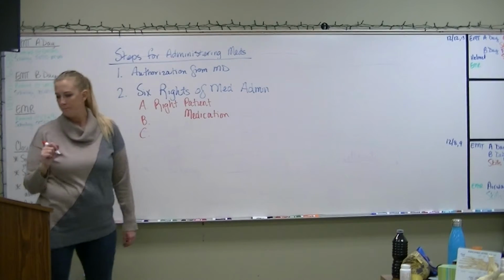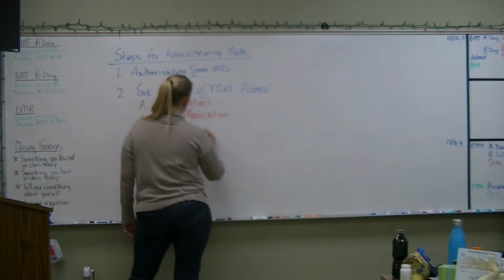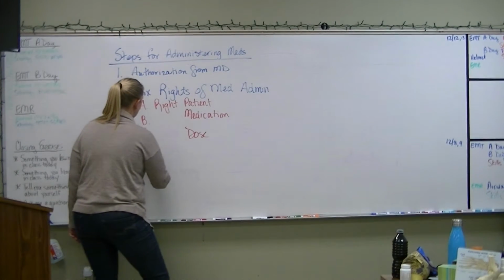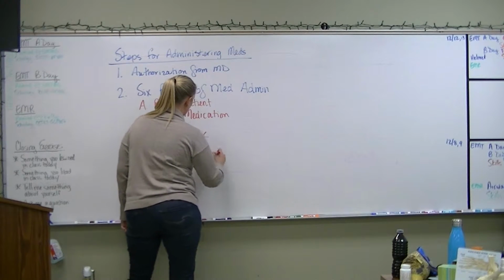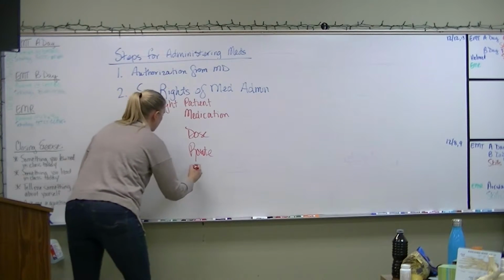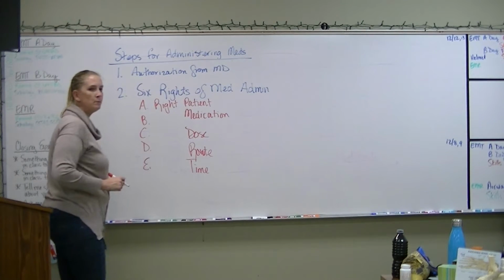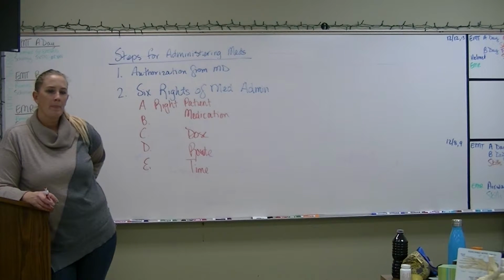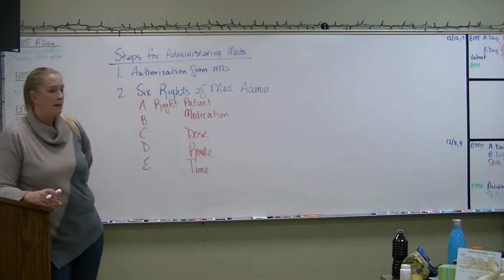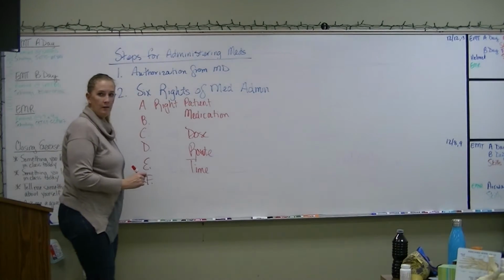Is that third? Oh, right dose. Dose. What is the fourth one? Right route. Route. There you go. What's the fifth one? What do you mean by time? Expiration date, or if they've already taken one, can they take one too soon? Yeah. Okay. And what is the last one? Documentation.